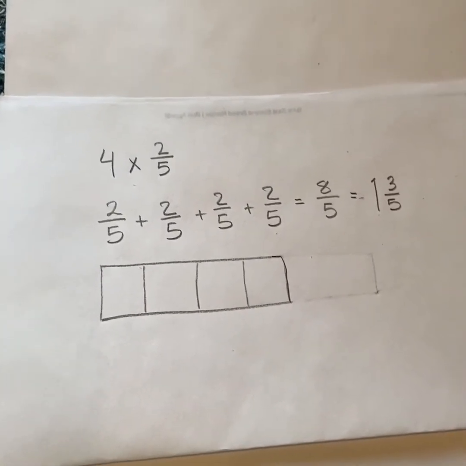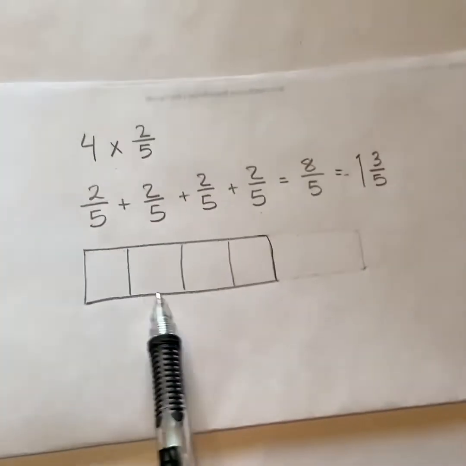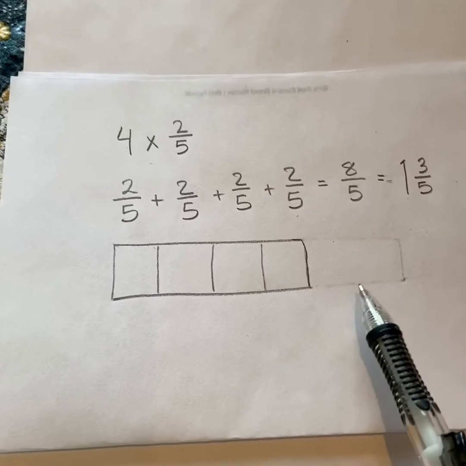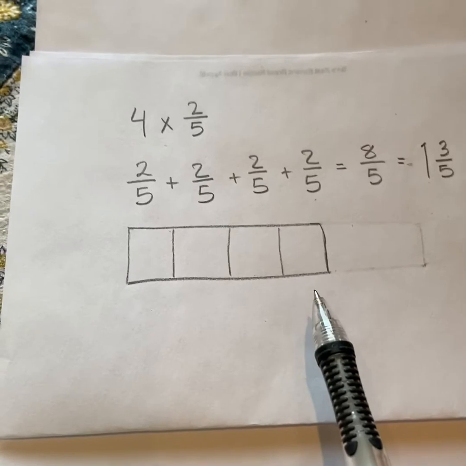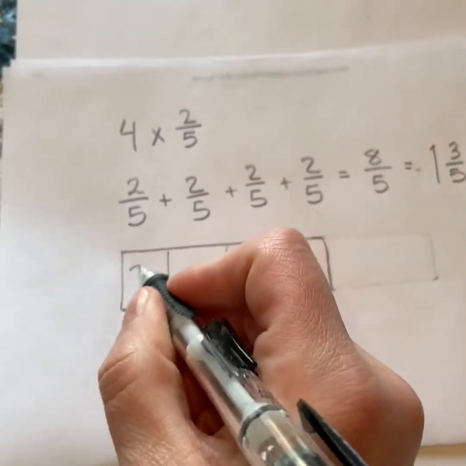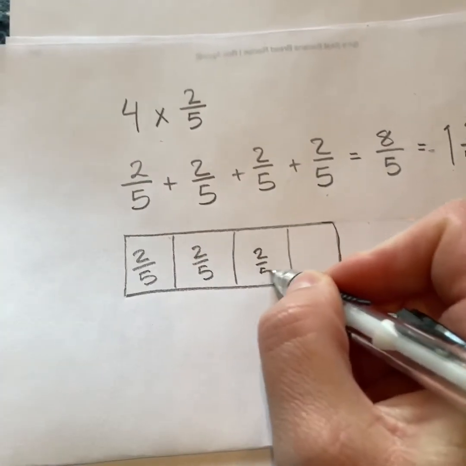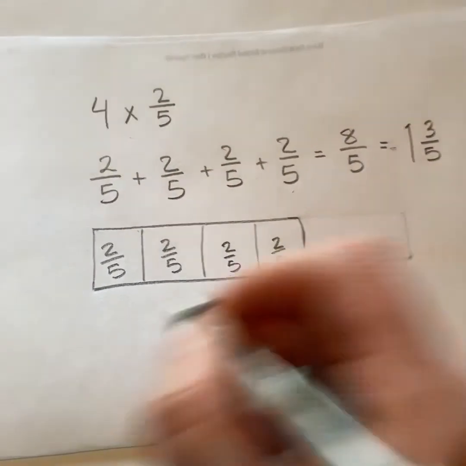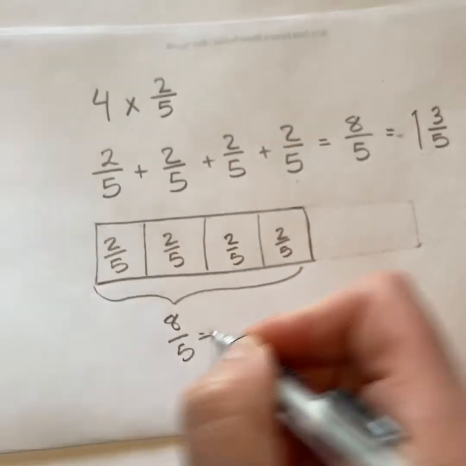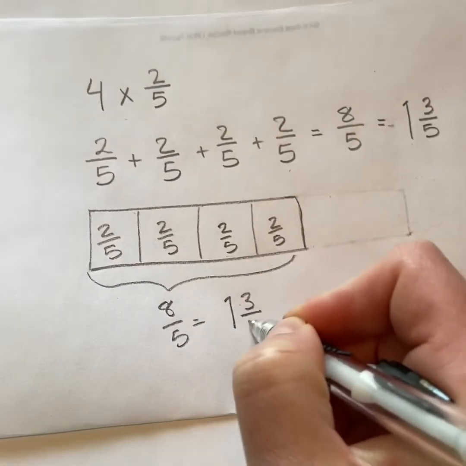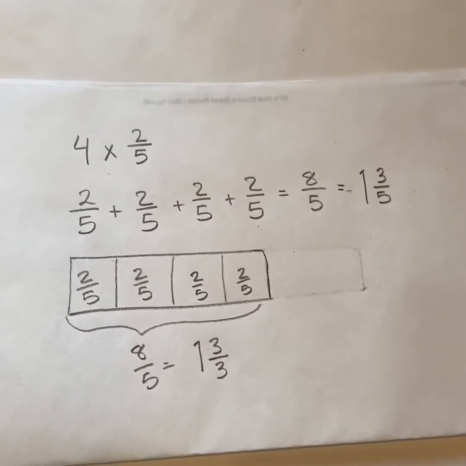So whenever I use a tape diagram to model a multiplication sentence, I take my tape diagram and I divide it up into the number of pieces that I'm multiplying by. So since I'm multiplying by 4, I have 4 pieces in my tape diagram, and I'm going to put 2/5 in each one. 2/5, 2/5, 2/5, 2/5. And all together, that's 8/5, which we know equals 1 and 3/5. So you're going to need this to answer each task, but we're going to do a couple of the tasks together.